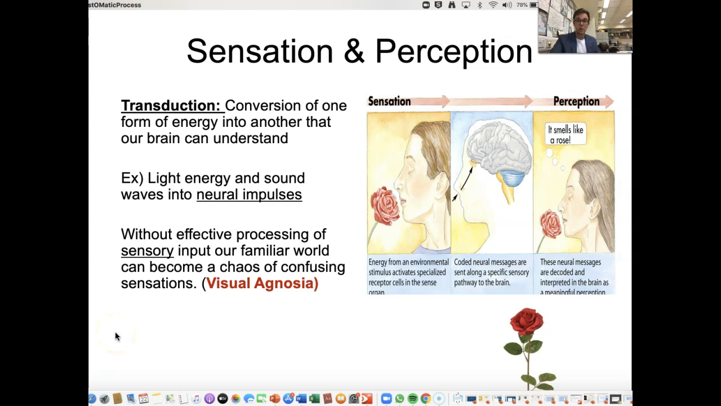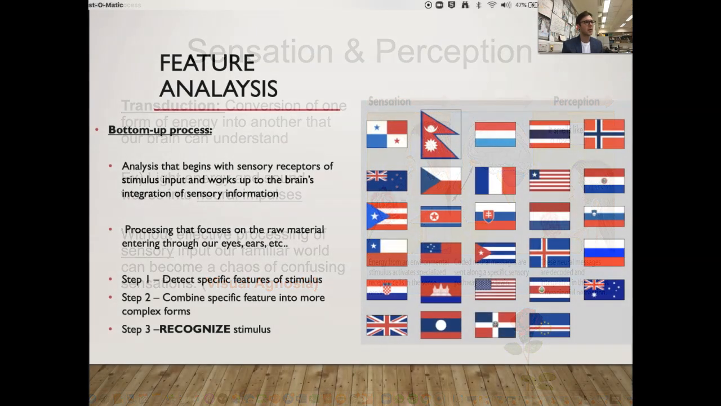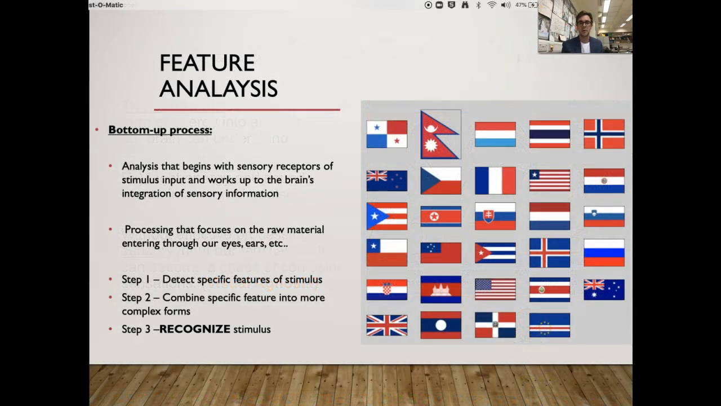So, in conclusion, perception equals decoded neural messages being transferred into meaningful interpretations. So within sensation and perception, you've got this thing called feature analysis, and there are two types of feature analysis that we use to basically detect specific elements that we're seeing or hearing or smelling to come up with this meaningful perception of what we're experiencing. All right. So the first is bottom-up processing, and the other is called top-down processing.